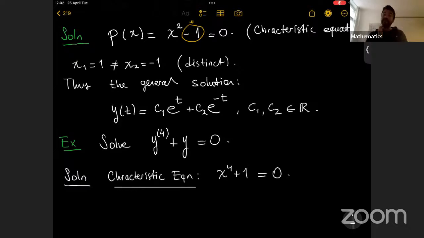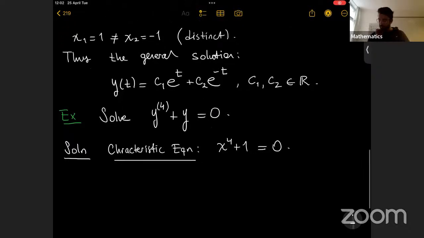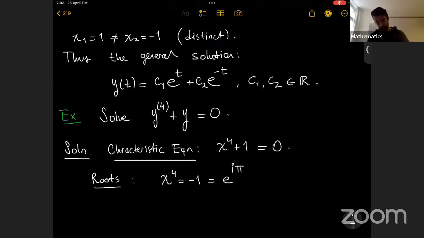Now the roots are, we don't have any real root here, but we have complex roots, right? So lambda to the 4 is equal to -1. How do you find the roots here? We use some basic complex algebra here. You can write -1 as e to the I pi, okay?